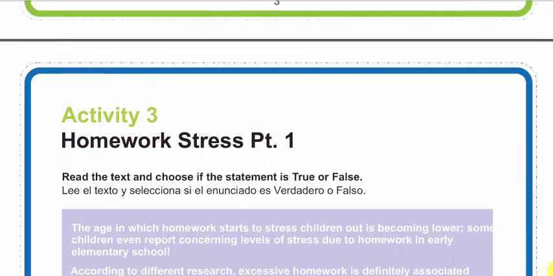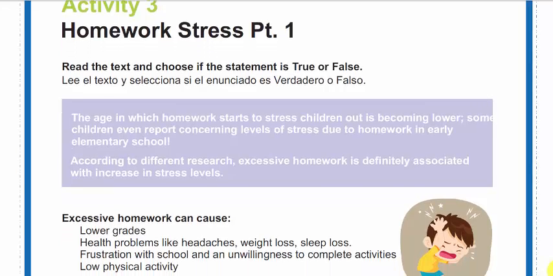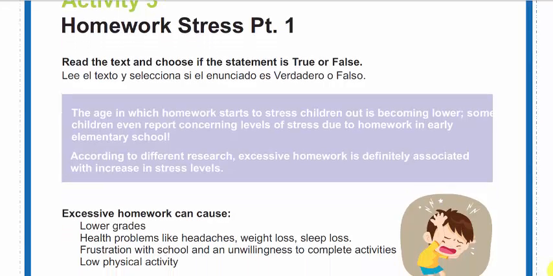Let's continue with activity number 3. Homework, stress, part 1. Read the text and choose if the statement is true or false. Vamos a leer el texto y seleccionar si el enunciado es verdadero o falso, de acuerdo a la información que tenemos en ese texto. So please pay attention to the pronunciation of the text.